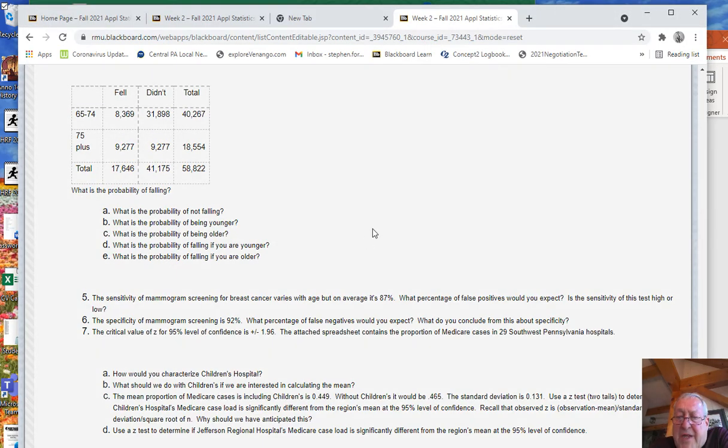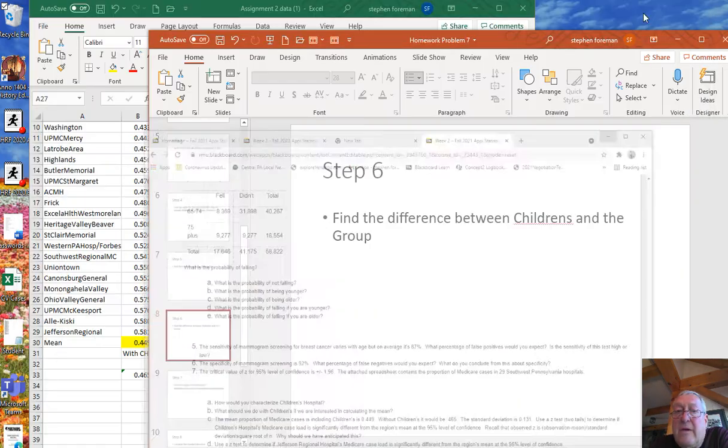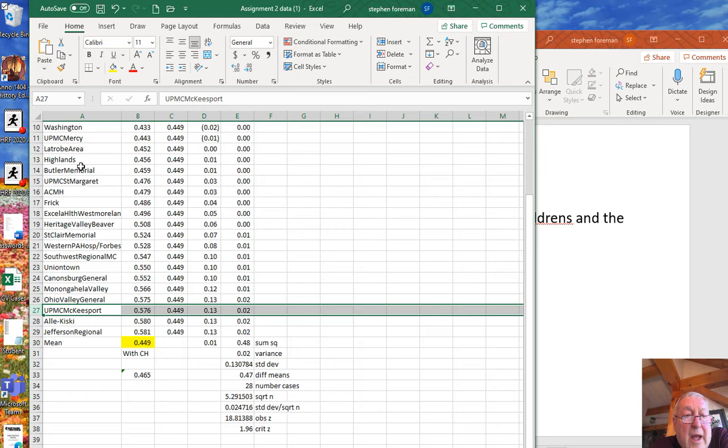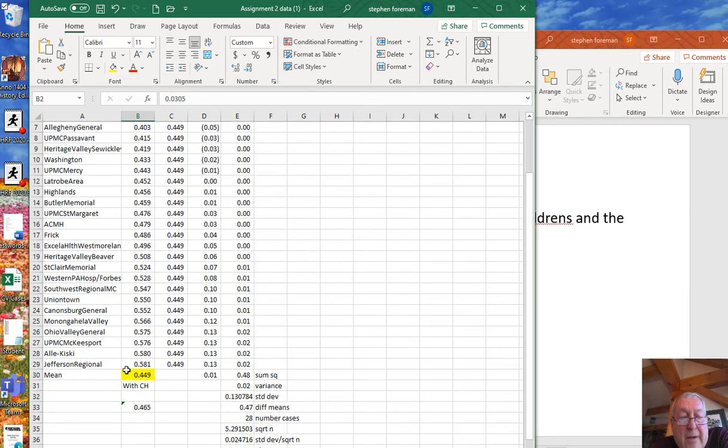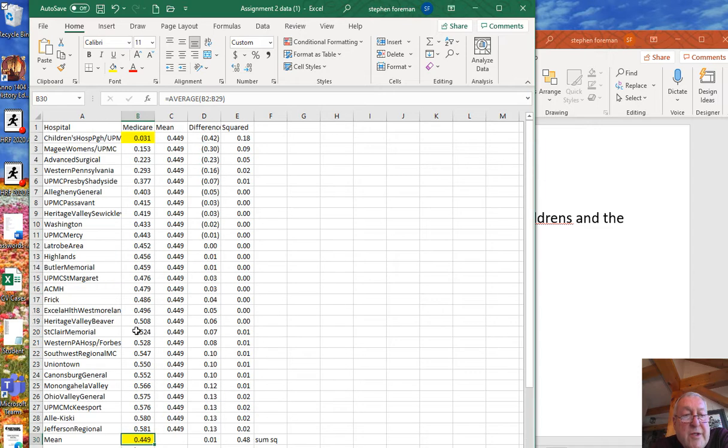So this MP4 shows you how to do problem number 7, and in particular 7C. So for 7A, we take a look at our spreadsheet, and the children's Medicare percentage is 0.031, and the mean for all of the hospitals is 0.449. So that surely looks like it's different. Can we prove that statistically?